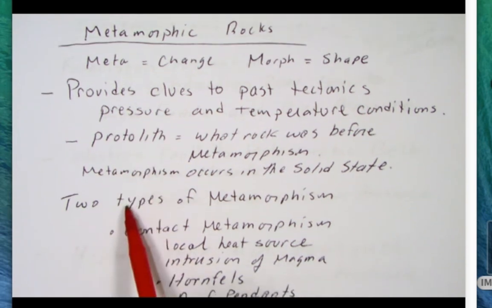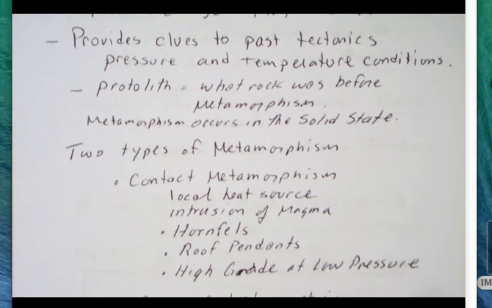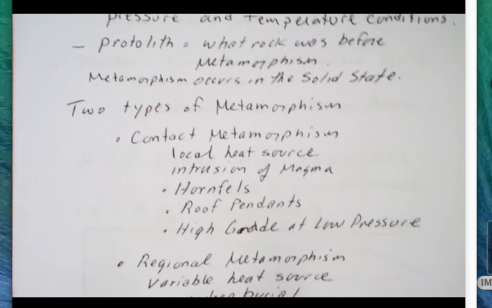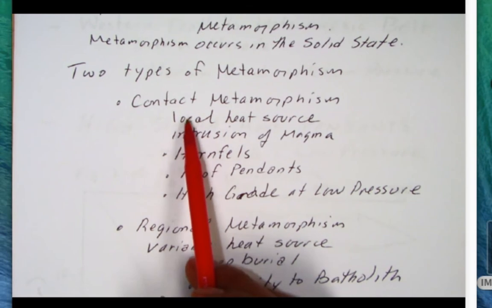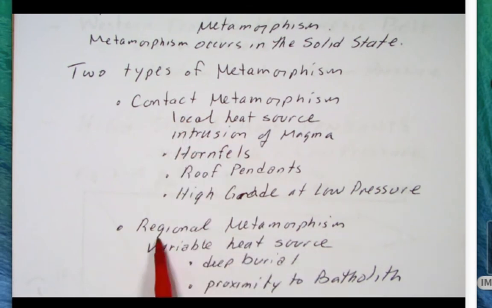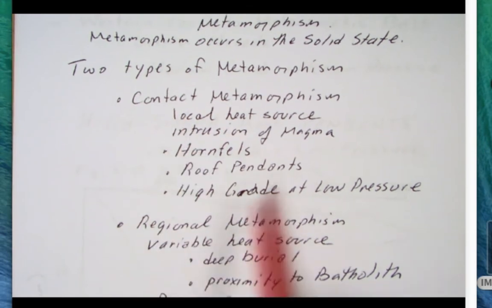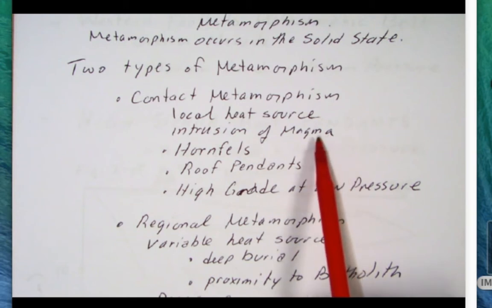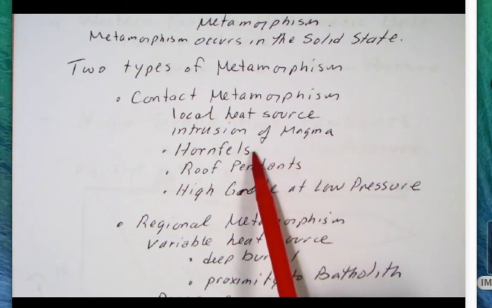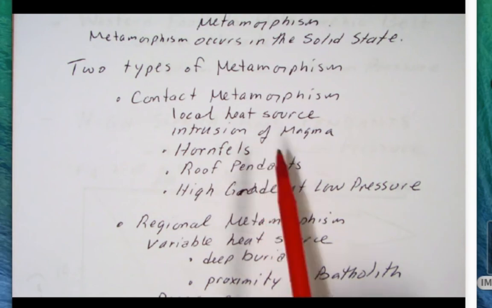Now, there's several types of metamorphism, and here I talk about two. Actually, I'm going to have three here, but the two general ones we talk about are contact metamorphism and regional metamorphism. Now, contact metamorphism involves a local heat source, like an intrusion of a magma that burns or bakes a surrounding country rock. And usually we call that a hornfels. So hornfels is kind of a burnt rock occurring at a contact metamorphic zone. We'll say more about hornfels here in a little bit.